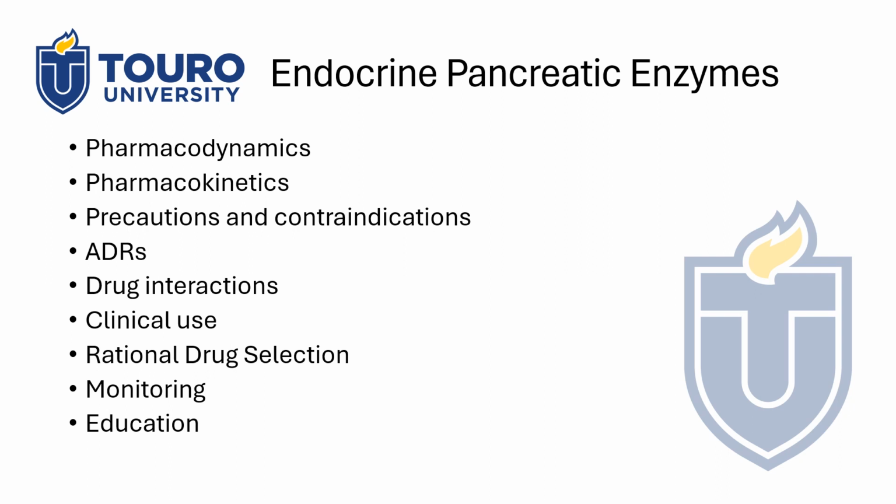Now let's talk about that endocrine pancreas. The endocrine part of the pancreas comprises the islets of Langerhans that release insulin and glucagon directly into the bloodstream and help to regulate blood sugar levels.